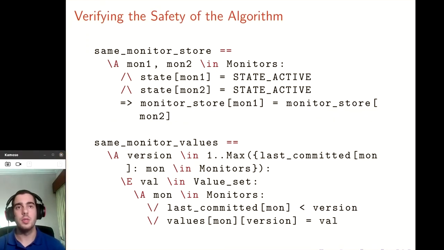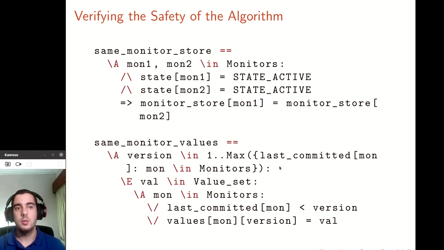The safety properties that were defined in this work are these two. They are linked with each other. So up here we have the same monitor store property that states that when two monitors are in this state active, then the value of the variable they are keeping track of must be the same. When they are in this state active is when a client can read the variable from the monitors, and that variable must be the same.